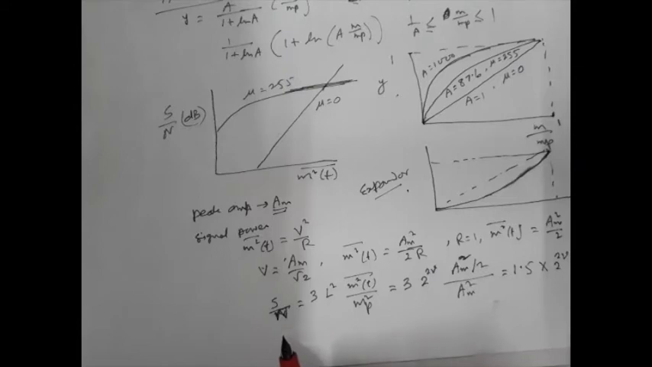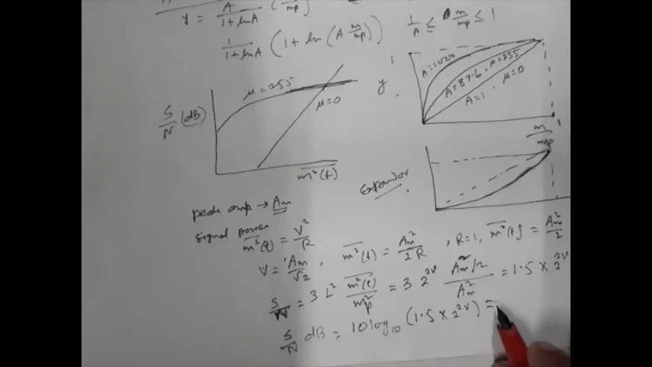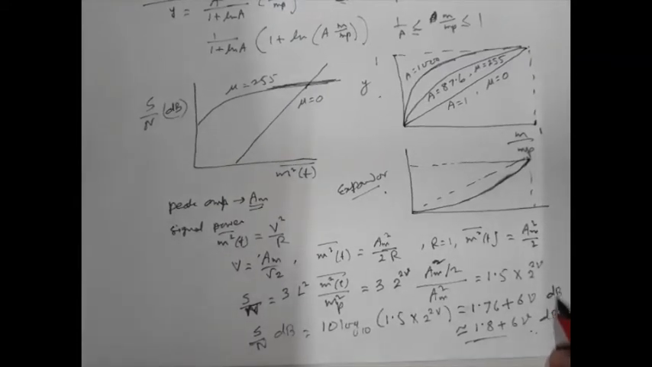So now if we express this SNR in decibel, that is equal to 10 log of 1.5 into 2 to the power 2v, that is equal to 1.76 plus 6v, or you can approximately write it as 1.8 plus 6v. So this is in dB. This is also in dB. So that's the answer for this question.